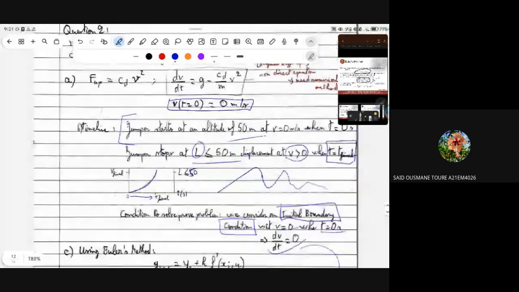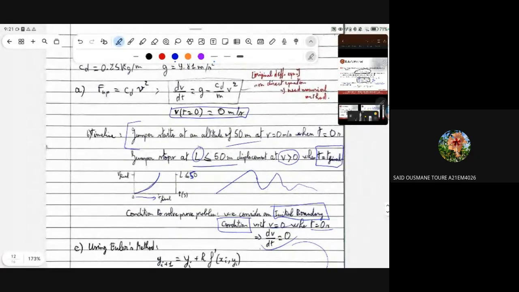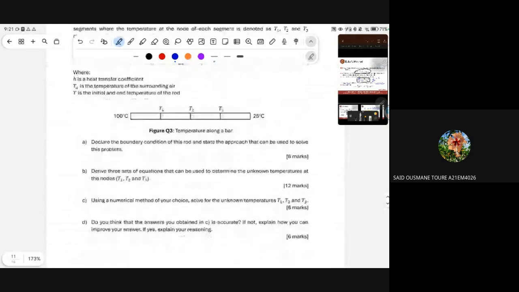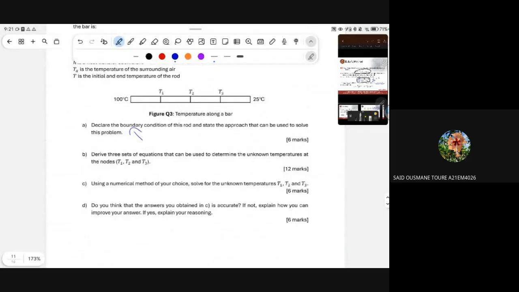The idea is to first state clearly that when the jumper starts to jump, he has a velocity of 0, and the derivative also is 0. And then when he reaches his peak just before the altitude of 0, he starts from 50, he drops down. Okay, so that's the idea here. Declare the boundary condition. Is it clear?